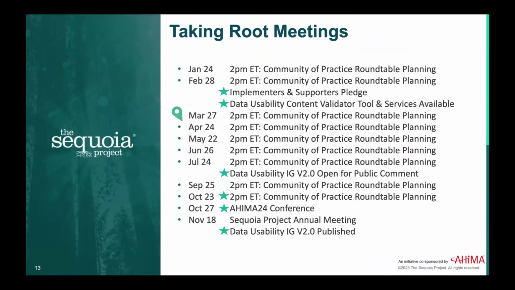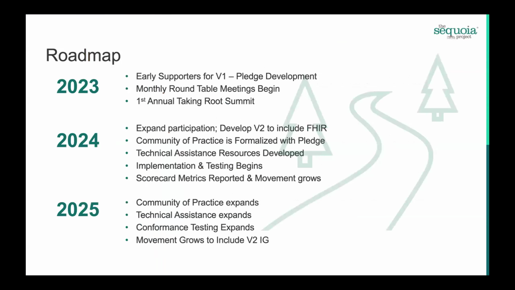We just had the March 27th meeting. Our next one will be next week on April 24th. And the roadmap is really to continue having folks join us, expanding that community of practice, and continue providing the scorecard metrics for folks to understand where they are and continue to grow the movement. And hopefully by 2025, we'll have version 2 available.